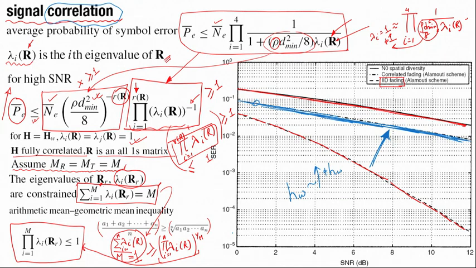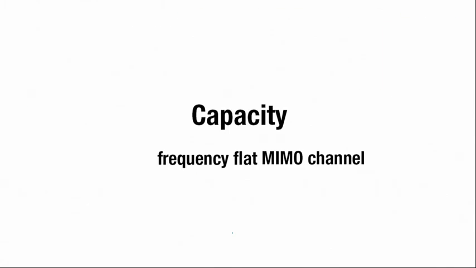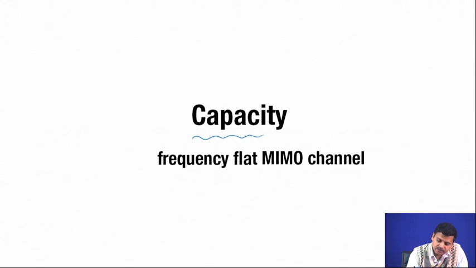Once we have discussed diversity, it is very important we move into the next set of things, that is the capacity, which is one of the most interesting aspects of why MIMO is so popular. Of course, there is one more interesting aspect in the new generation, that is beamforming, but the biggest advantage that MIMO has brought in over the last few generations of communication systems is enhancement in capacity. And we are going to study the system under frequency flat fading conditions.